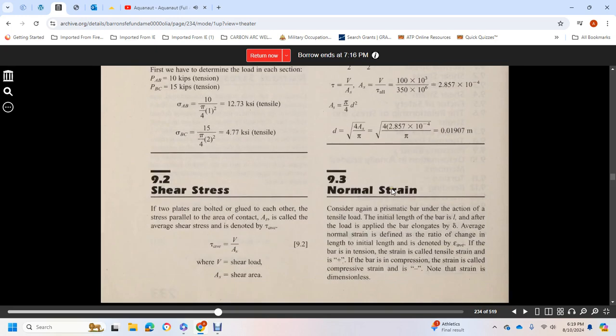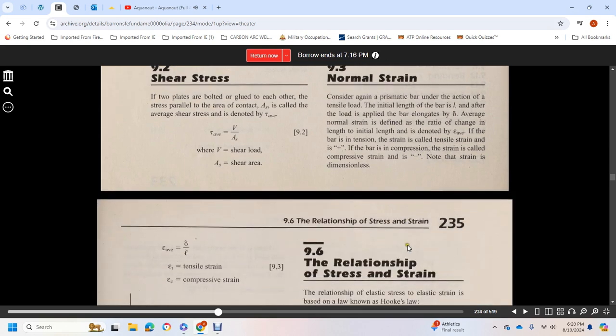9.3 Normal strain. Consider again the prismatic bar under the action of a tensile load, with initial length L. After the load is applied, the bar elongates along the tensile direction. Average normal strain is defined as the ratio of the change in length to the initial length. If the bar is in tension, the strain is called tensile strain and is positive. If the bar is in compression, the strain is called compressive strain and is negative. Note the strain is dimensionless.